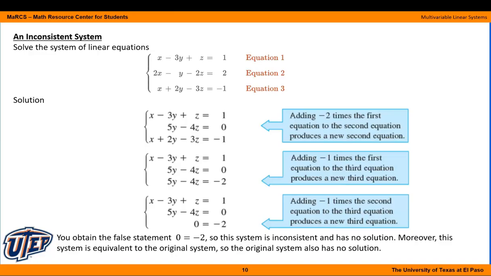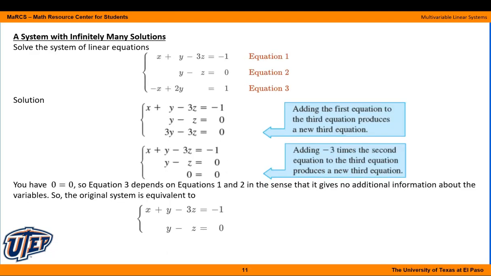Whenever elimination produces a false statement, the system is called inconsistent. An inconsistent system has no solution because no values of the variables can satisfy all equations simultaneously. This is one of the most important signals to recognize when solving systems.